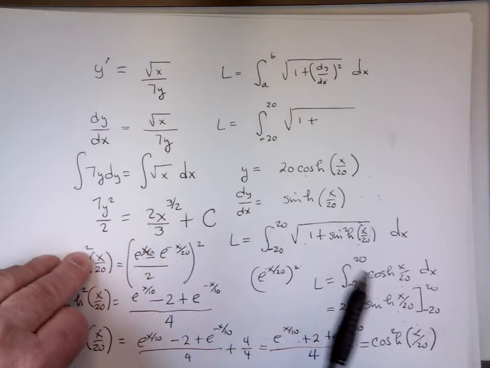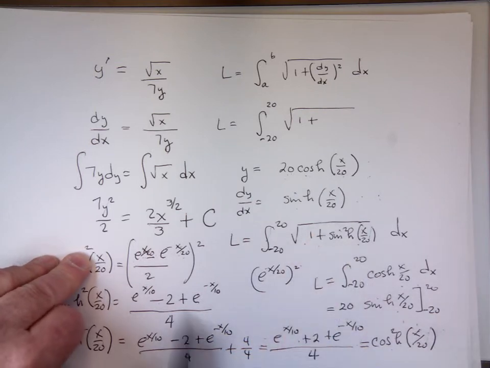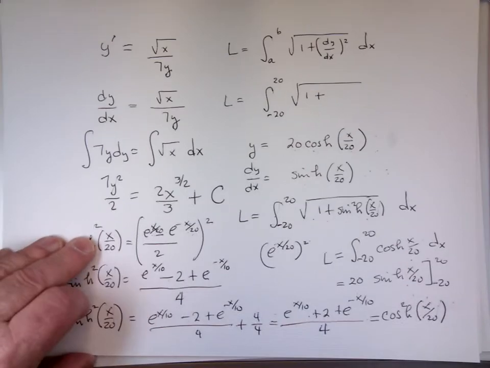It's not so much that the arc length is bad. What's bad is this stuff with the exponential function. Okay, that's what it is. So, bottom line is, I wouldn't give you that.